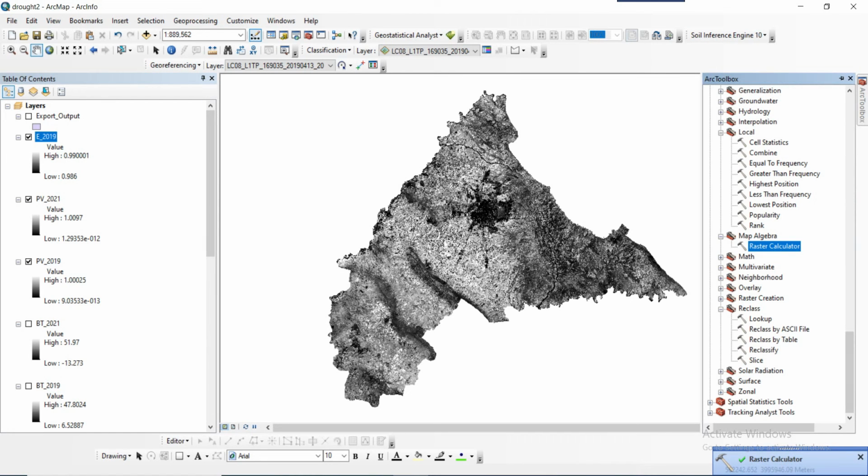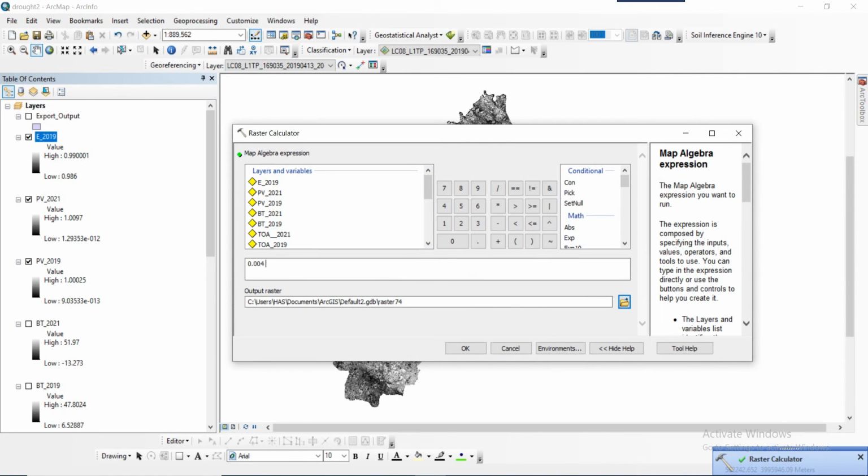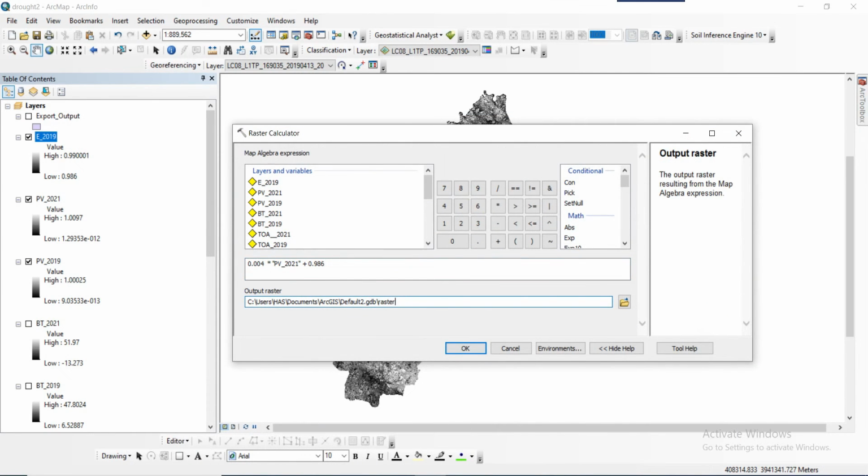Again for 2021, so we call this emissivity for 2021.